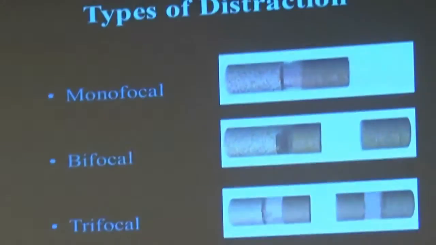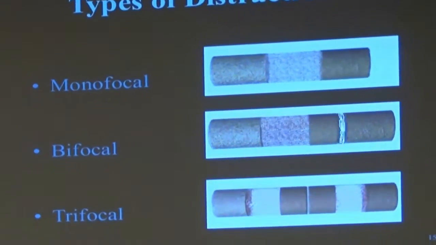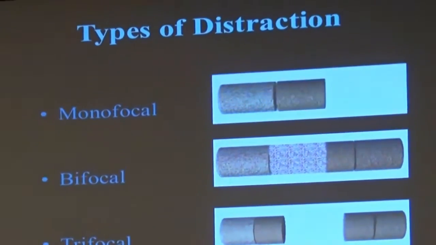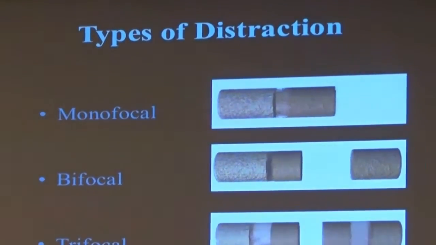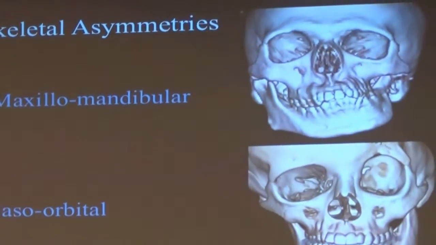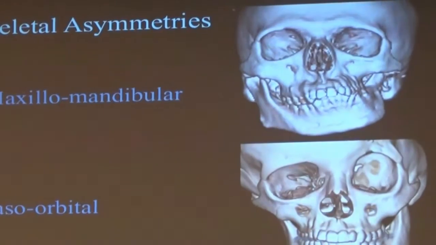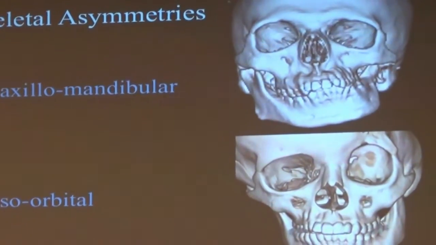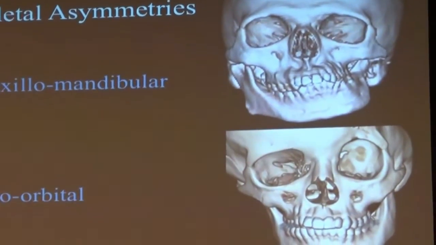So I won't go too much into the theory part of it. If you make a cut on one bone and distract this, it is monofocal. Cut it on one side and dock it to the other bone, it is bifocal. Cut the bone on either side and dock it in the middle, it is trifocal. So we have different asymmetries because of shortening of the bone in the maxilla, mandible or orbit.